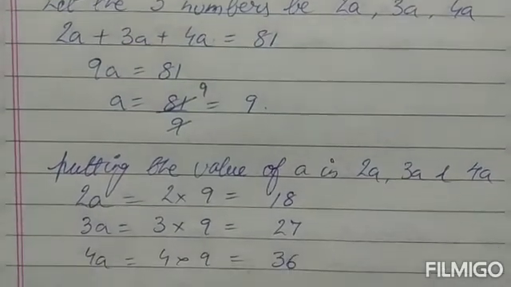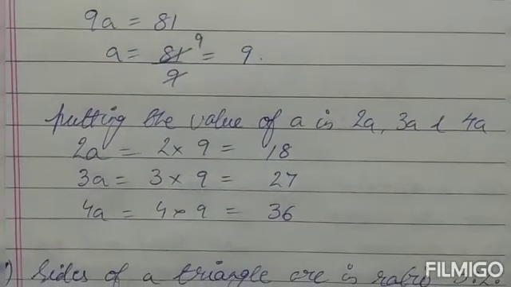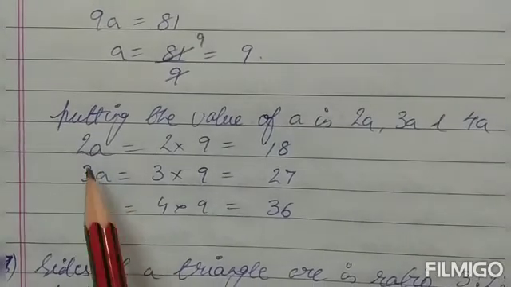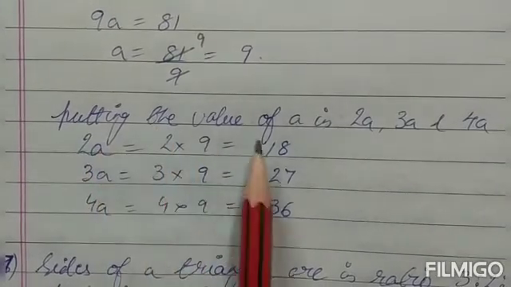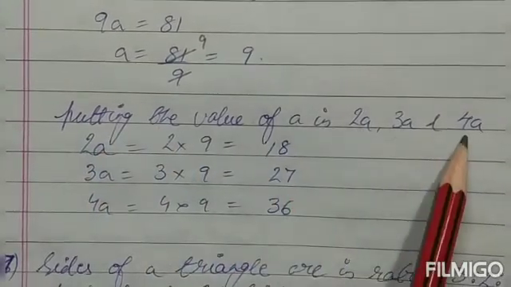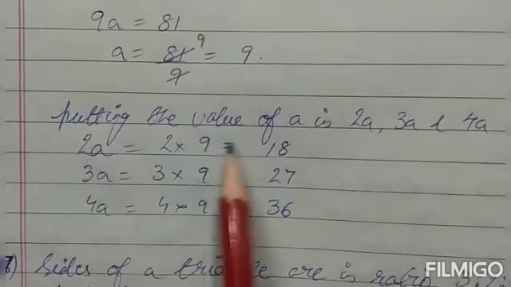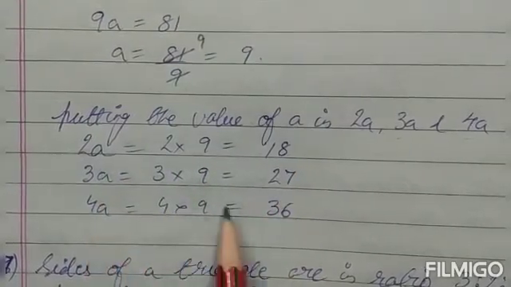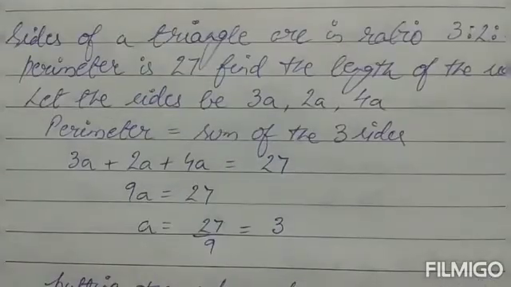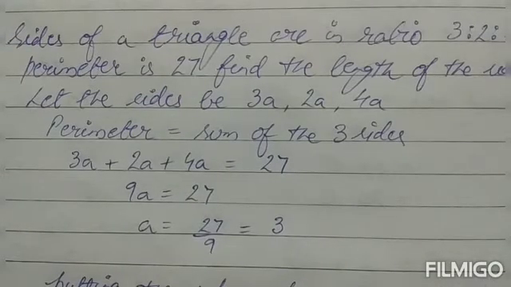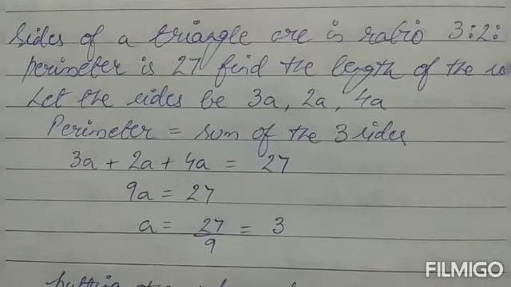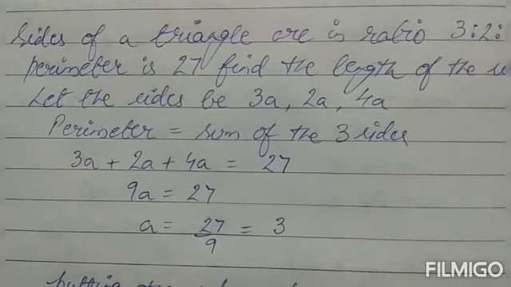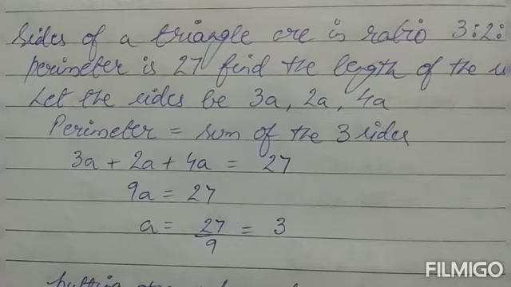Now simply I will put the value of a in the values that I have taken in the beginning. Putting the value of a in 2a, 3a and 4a. So 2a becomes 2 into 9, 18. 3a is 3 into 9, that is 27. 4a is 4 into 9, that is 36. Children, questions number 4, 5, 6 are similar kinds of questions to what I have explained in the third one. So I am not doing that.